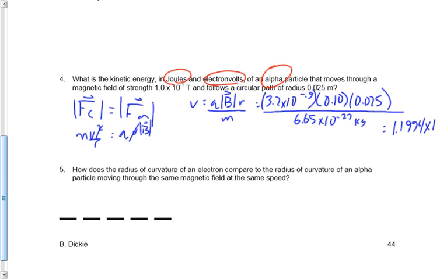Times 10 to the 5. Okay, good. All right, there's the speed. Okay, that's not what we're looking for, but that's okay. We solve for it because we could. I've told you guys this before, and I'll say it again.